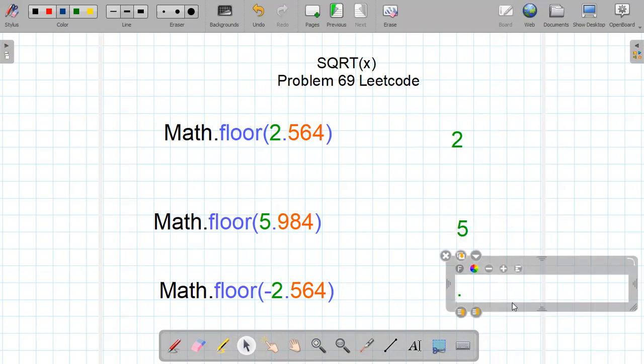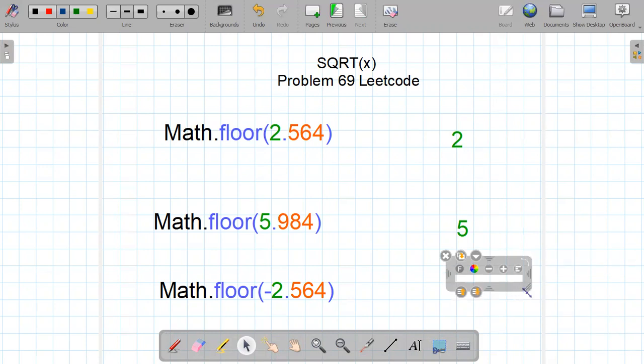Now tell me what will be the answer if we have a negative number inside Math.floor. As we know, -2 is bigger than -3. It means the lowest possible integer after rounding is -3, which is the lowest. So that is how we are calculating the answer.